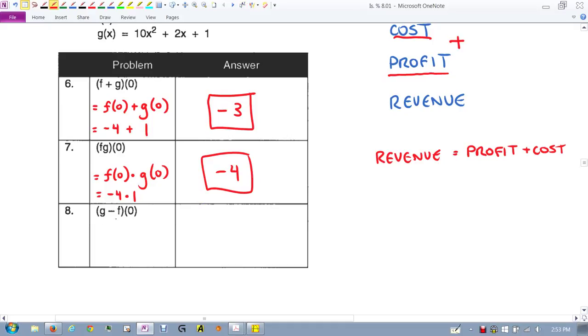What do you think this one means? Subtract. Which one goes first, g or f? g, because of the order. It's g of 0 minus f of 0. What was g of 0? 1, and we're taking away what was f of 0? Negative 4. So that's going to become minus a negative, so plus. So 1 plus 4 is 5.